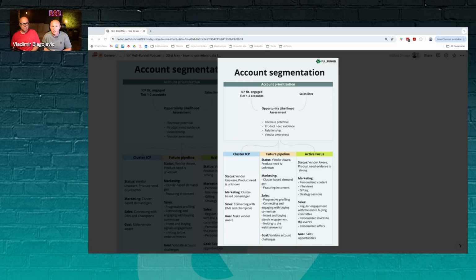And lastly, active focus. These are the companies that know you, so there is a certain level of vendor awareness. We know the challenge or the need of these accounts, right? And there is strong product need evidence plus a high revenue potential. So these are tier 1 and tier 2 accounts.